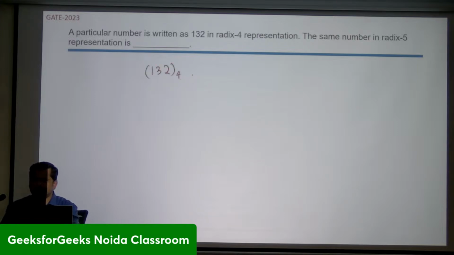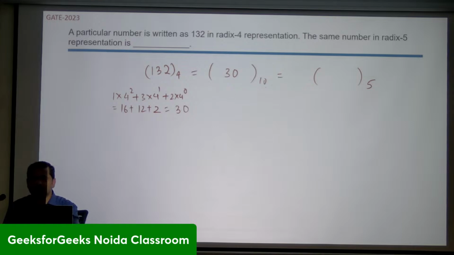So 132 in base 4 is required to be converted into base 10, and then we can convert it into base 5. So first convert it into base 10. It is 1 into 4 to the power 2 plus 3 into 4 to the power 1 plus 2 into 4 to the power 0. That is 16 plus 12 plus 2. That is going to be 30. Okay, so this is 30 base 10.